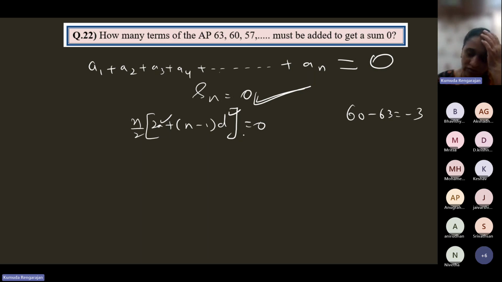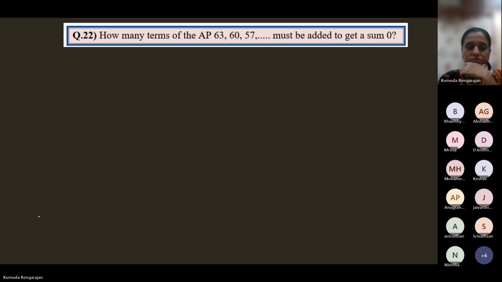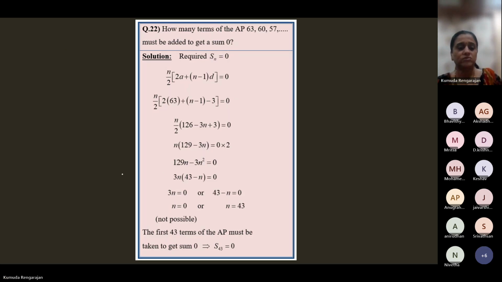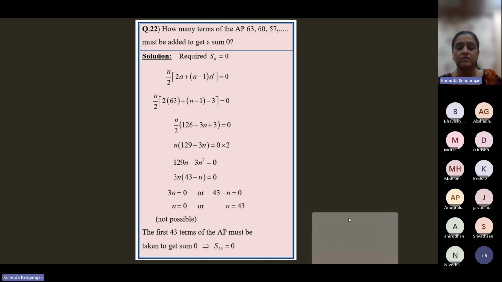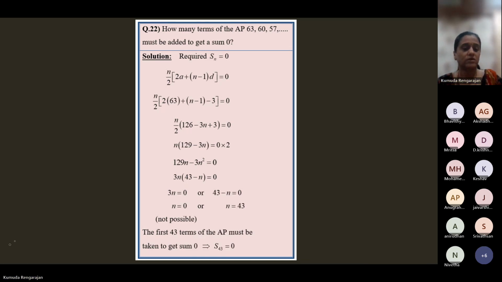n you cannot substitute. We are finding n. So you'll get a quadratic equation. Solve that and find the values of n. Okay. So here we have two values for n, n equals 0 and n equals 43. n equals 0 is not possible, no? No terms, 0 terms, not possible. So n is 43. So the first 43 terms of the AP must be taken to get sum 0, or S43 is equal to 0.